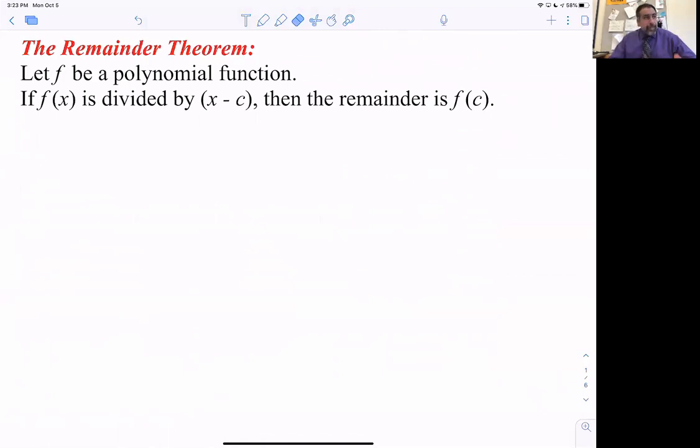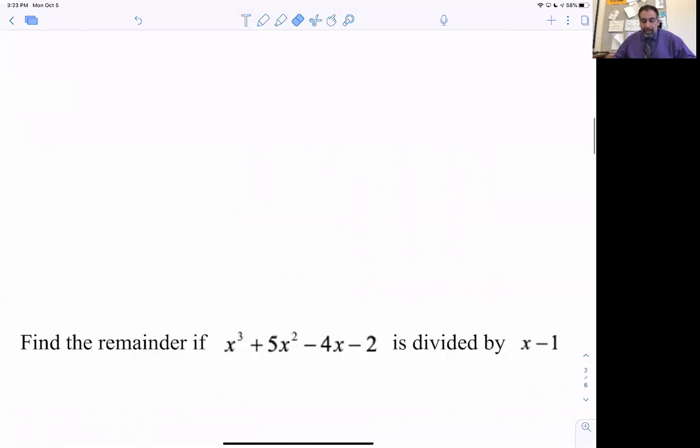So if f is a polynomial, let f be a polynomial function, one of our friends from the last section. If f is divided by the factor x minus c, the remainder is actually f of c. Now what that means is we can predict the remainder before we even start. So the remainder is found by f of c. Let's take a look at this.